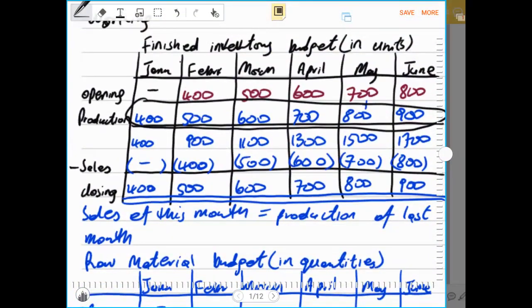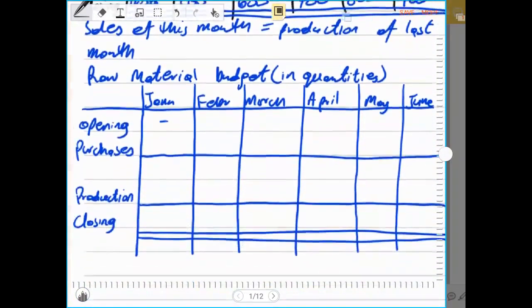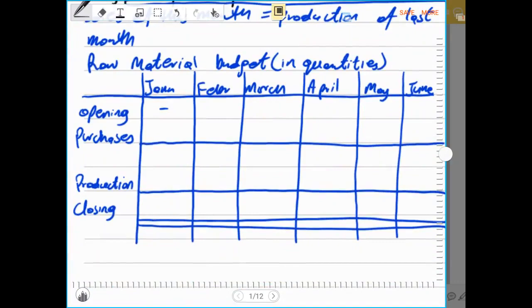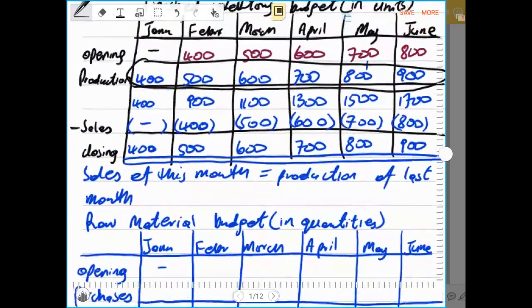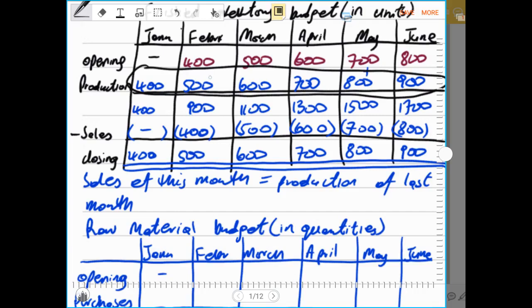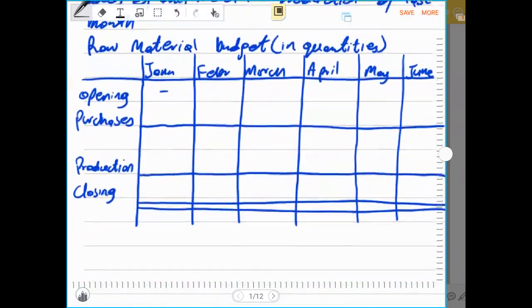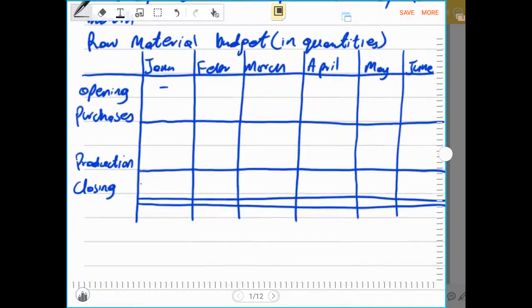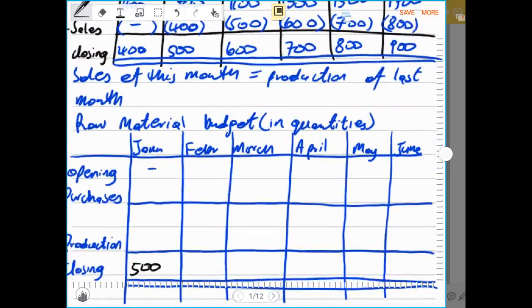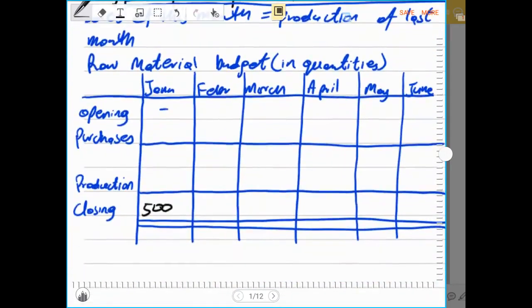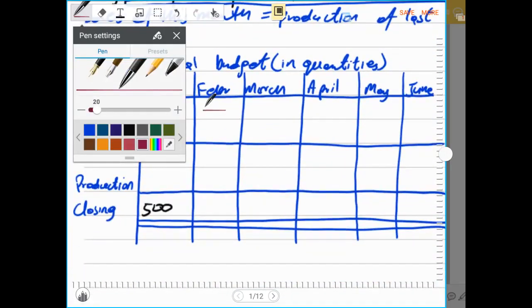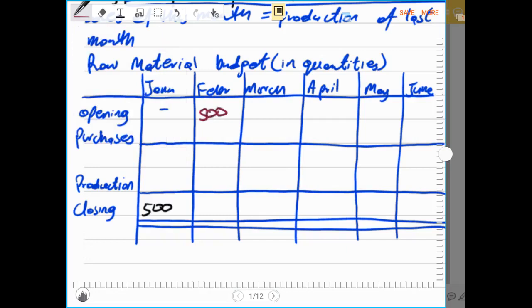So now we already know that closing of January should be equal to the production of next month. And the production of next month is 500. So we already know that production of the month of February is 500, and that production must be the closing of January. So closing must be 500 here. And we also know that closing becomes opening. Therefore, this closing will be the opening of 500 in the month of February.